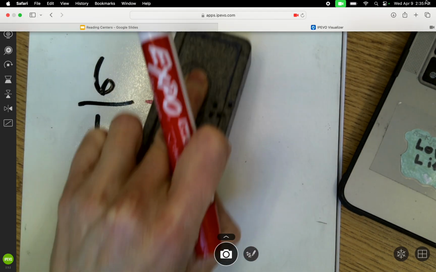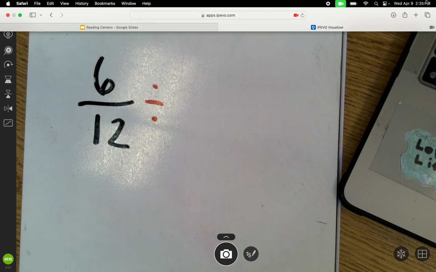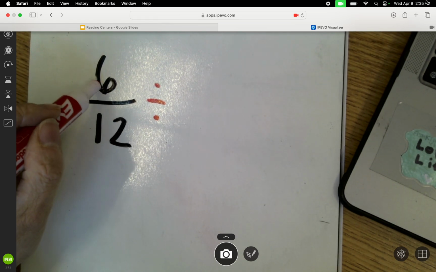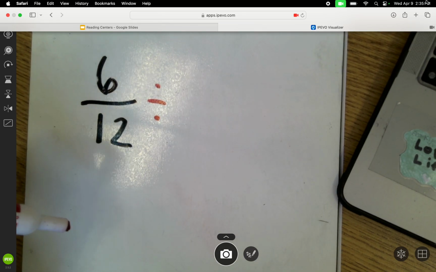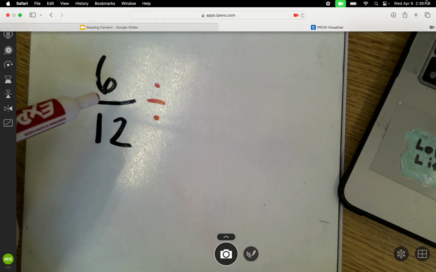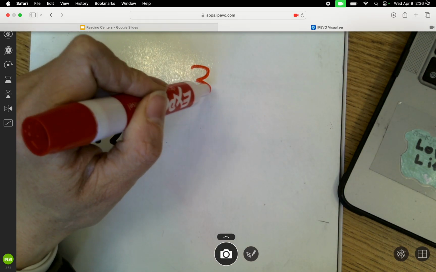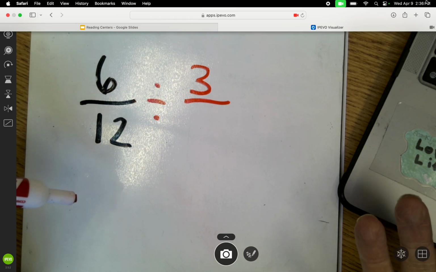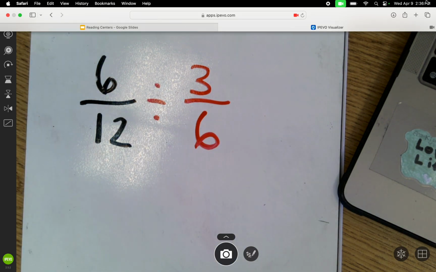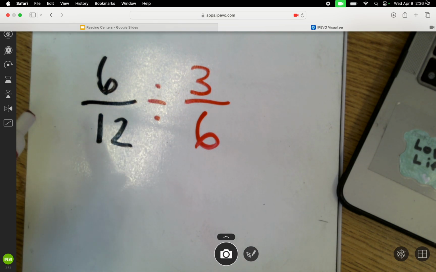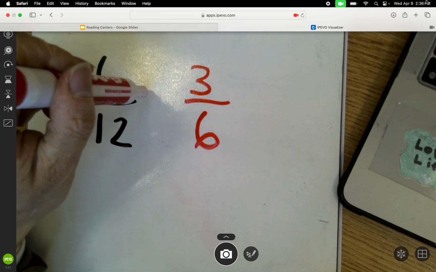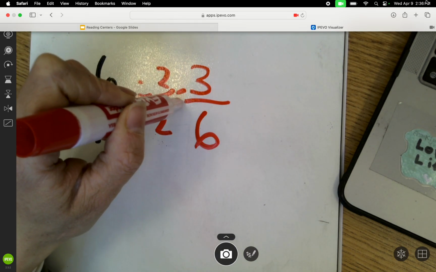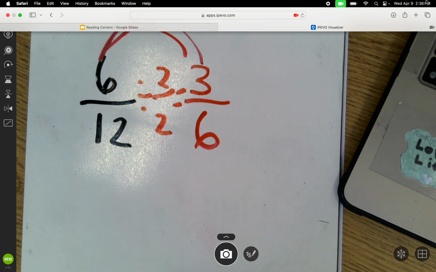However, you could divide it by another number. Say the number 2, because 6 and 12 are both even numbers, so I know they're divisible by 2. 6 divided by 2 is 3. And 12 divided by 2: 2, 4, 6, 8, 10, 12 is 6. So that is an equivalent fraction as well. This was divided by 2, right? Equals 3/6. And these two are equivalent.